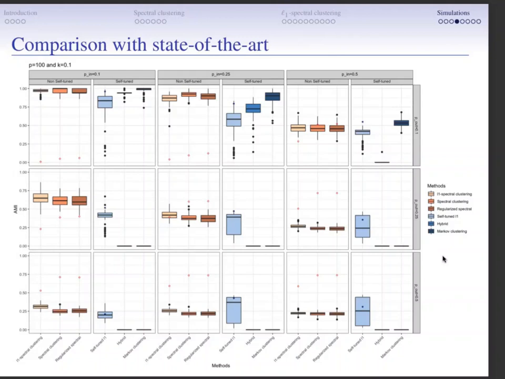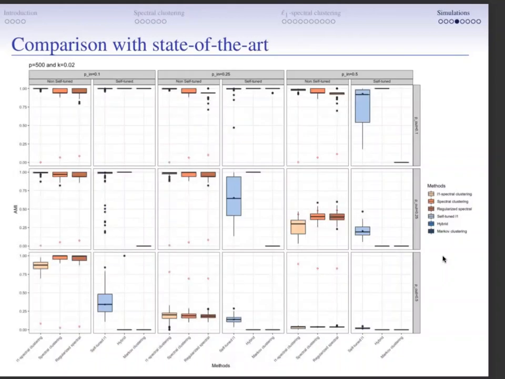And we have the same results for 500 nodes and 10 clusters. So as you can see, it's easier. All methods are very good, except when the graph is perturbed. And again, we are better than others when the graph is perturbed.